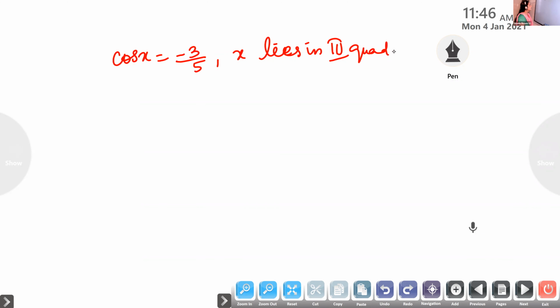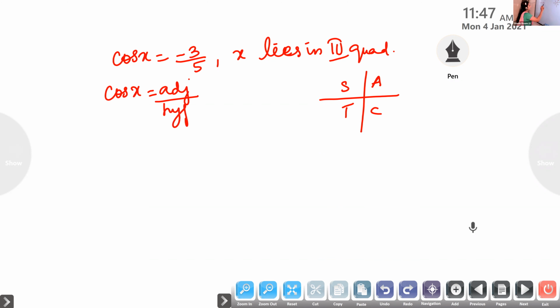Now look at here. What is the definition of cos? It is given, it lies in the third quadrant. So what we know about third quadrant, which trigonometric ratios are positive? Yes, tan and cot are positive. So it is given cos x. Cos means, what is the definition? Start with the definition. Cos is adjacent by hypotenuse. So it is negative 3 by 5.